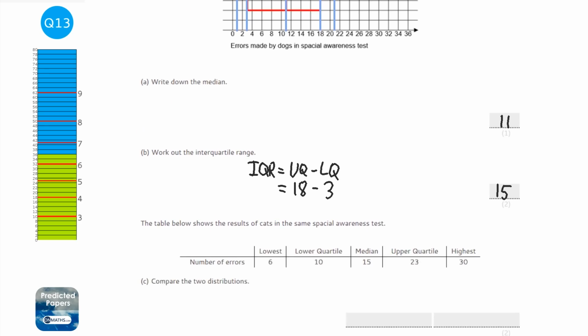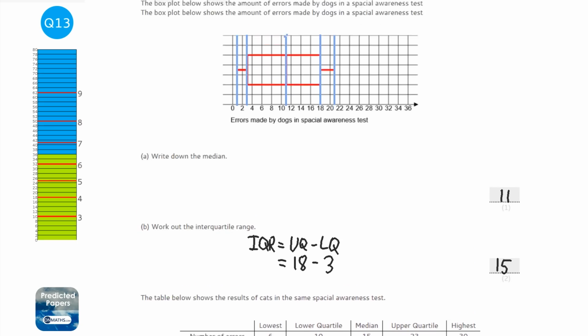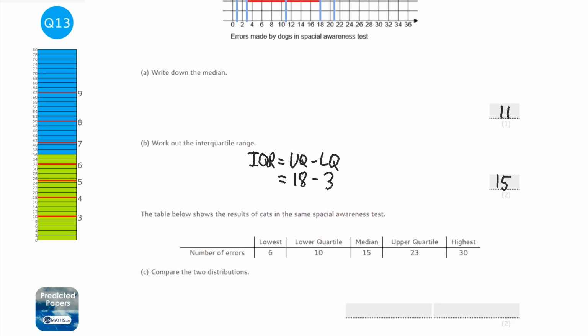Okay, now next it says that the table shows results of cats. I think the first one was dogs. And compare the two distributions. Okay, you must always compare the medians.